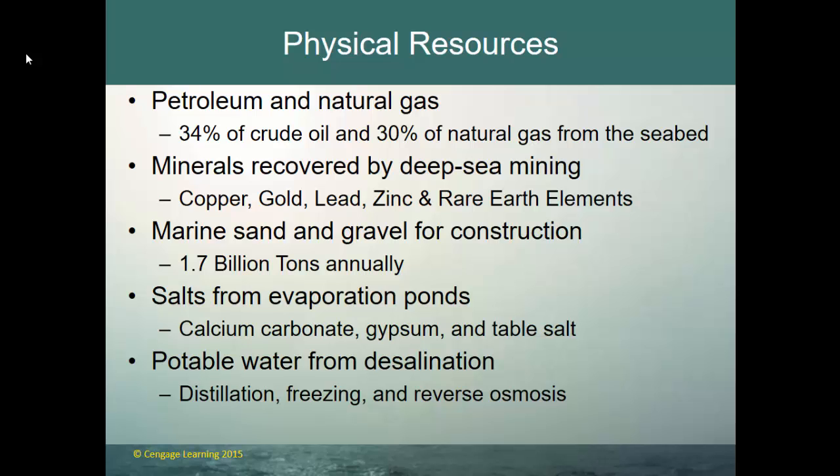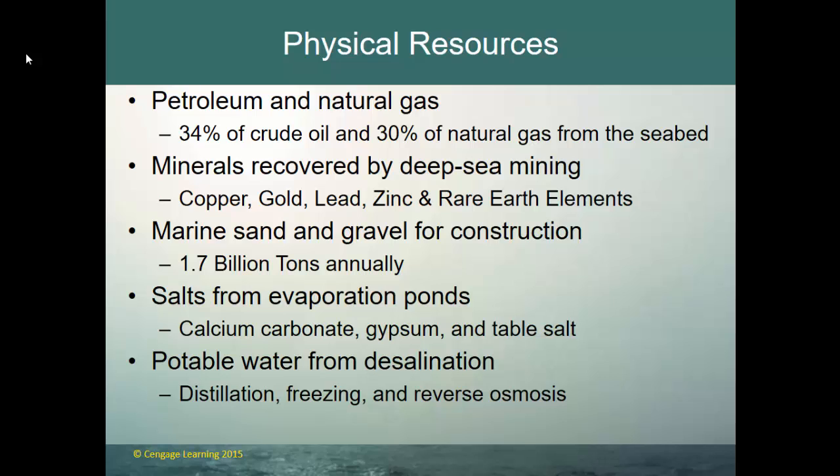That's why the water tastes salty. And then, of course, fresh water is a physical resource from the ocean. Fresh water from desalinization, whether it's through distillation, boiling, freezing, or reverse osmosis. And as we read in the book, all of these processes are very, very expensive. So our fresh water needs across the world can't simply be met through desalinization. It's going to be very, very expensive.